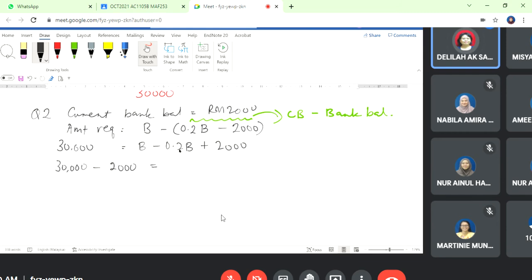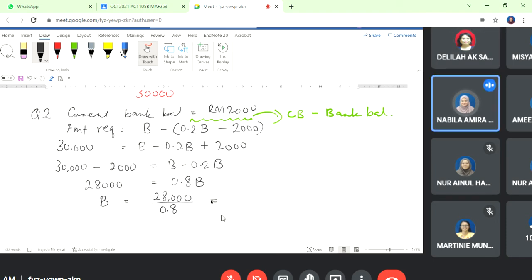Okay, B minus 0.2B. So this is now 28,000 equals 0.8B. So solving for B, we have 28,000. Okay, bahagi dengan 0.8. 35,000. Okay, thank you. 35,000 ringgit is the amount that you borrow.